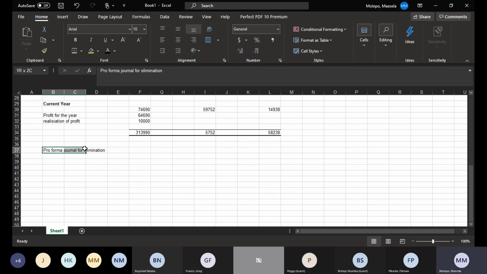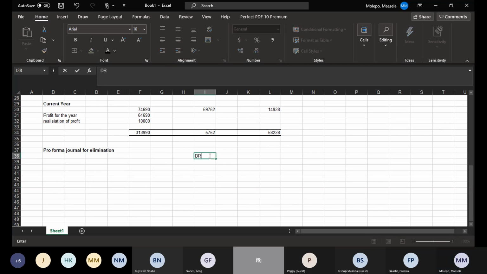The pro forma journal for elimination purposes. Then we have a DR, and we'll have the CR. Now we eliminated all the intra-group.